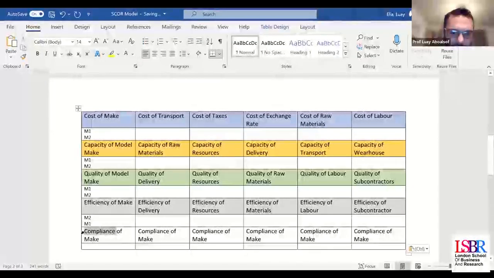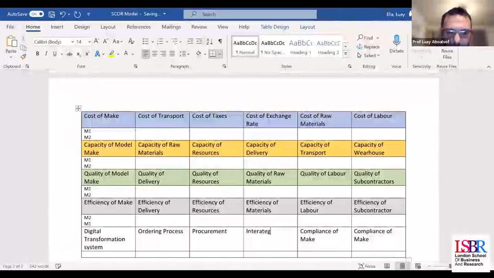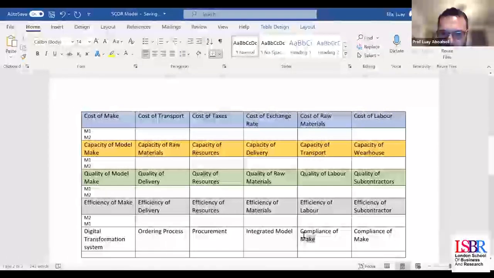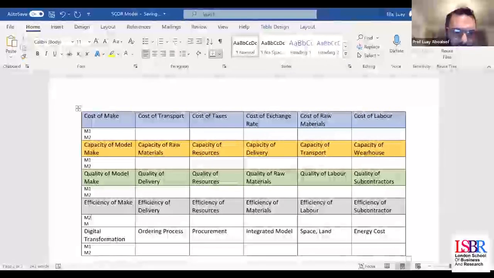Actually, let's do a new one. Have digital transformation system. Ordering process. Quality. Procurement. Integrated model, yes or no? So comparison between all those. Space, land. Last one, energy cost. That's a new one, digital transformation. So you can carry out these comparisons all day long until you come up with the final decision.